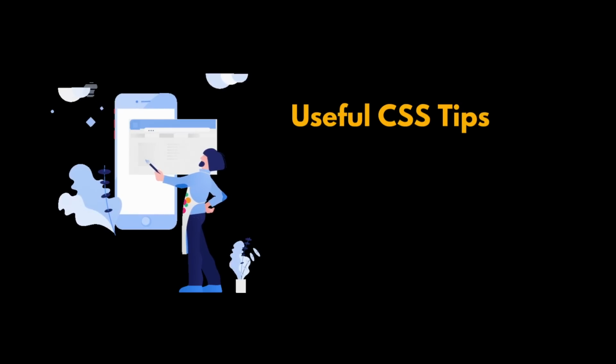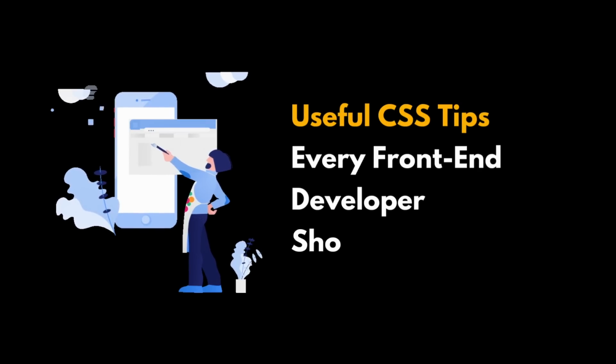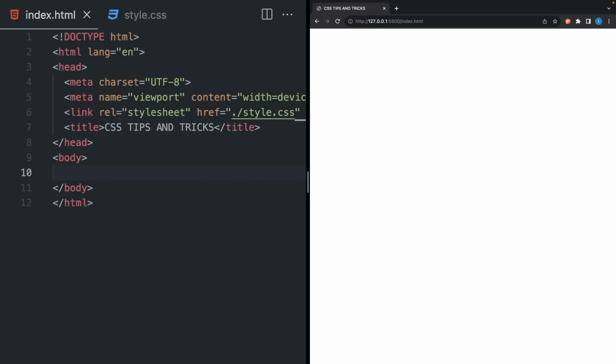Hello friends, today I will share some useful CSS tips that every front-end developer should know. The first one is Clip Path. It allows you to create custom shapes by clipping the visible area of an HTML element.